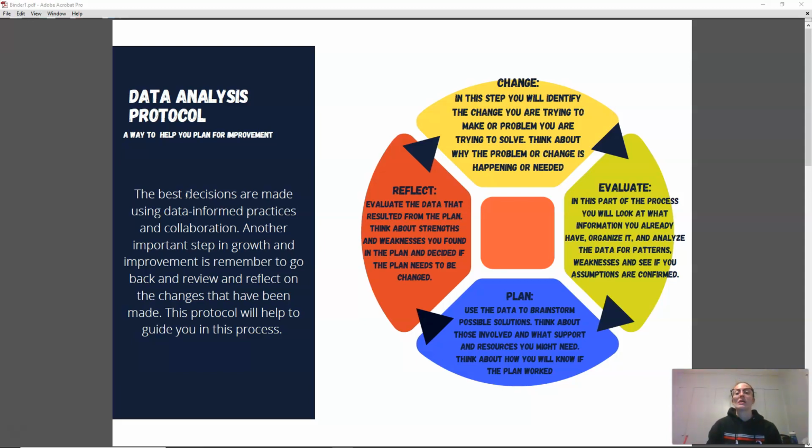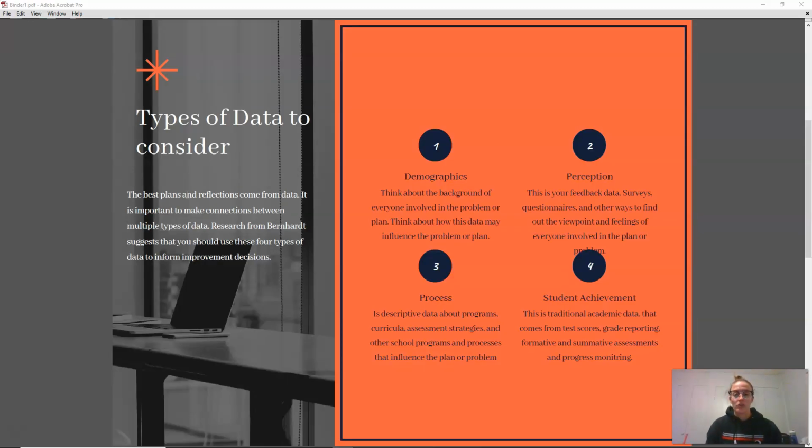So then I also include just a little statement about data-informed decisions and how the best way to make decisions is to have that data-informed piece and to collaborate with everyone that's involved. So then I went on to describe the types of data that we should actually consider. While student achievement data is one of those things on there, I also included the other three types of data that Bernhardt suggests to bring together in order to get a big picture or to improve using data-informed practices.